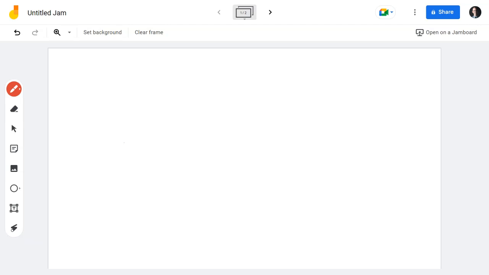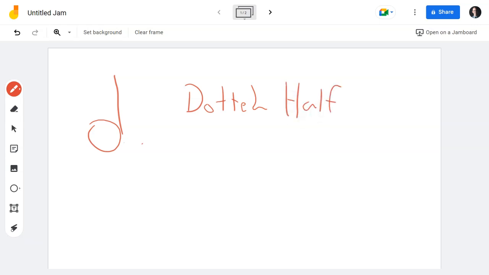I'm going to use red for this one. Dotted half notes and rests. So a dotted half note looks just like it says on the tin. It's a half note with a dot after it.